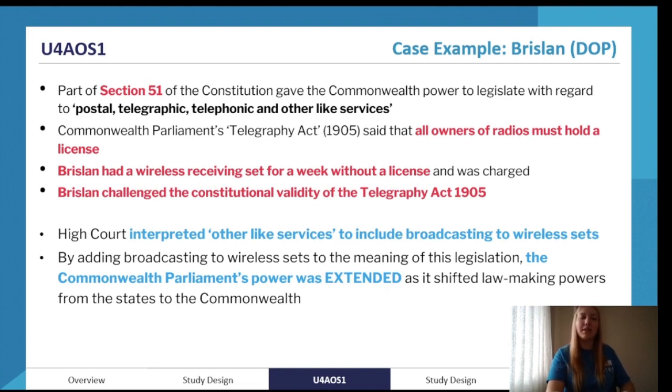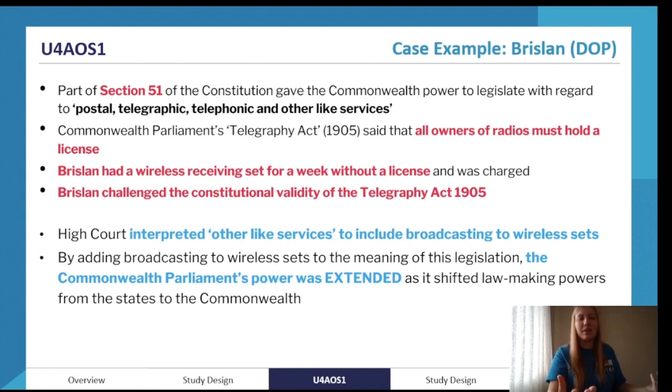The High Court interpreted that other like devices, of course, would include broadcasting to wireless sets. Because this technology wasn't around at the time, you can view this part of Section 51 as quite literally just stating legislate with regards to ownership of various technology, right? And communications.